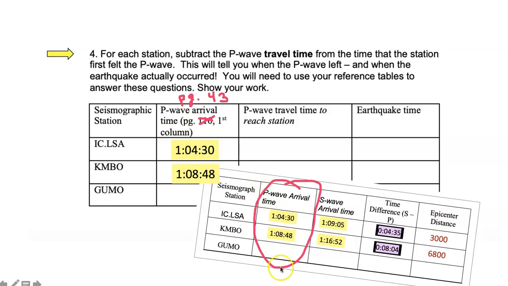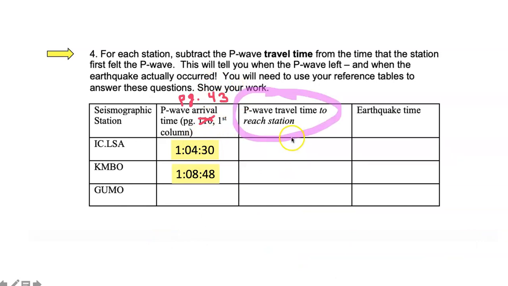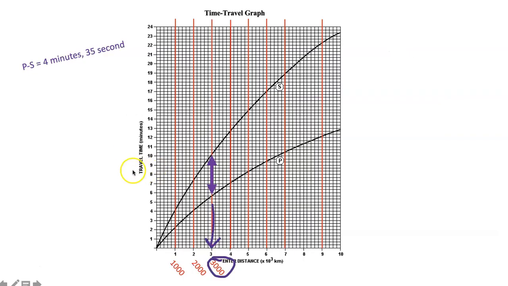Now you should also have Guam because you've done that one. All right, so that's simple. You just take the arrival times from page 43, first column, and put them in there. Then the P wave travel time to reach the station. We haven't figured this out yet, so let's look at this first one. Remember that we determined that we were 3,000 kilometers away, and this is where the arrow was the correct distance between the P and the S waves.